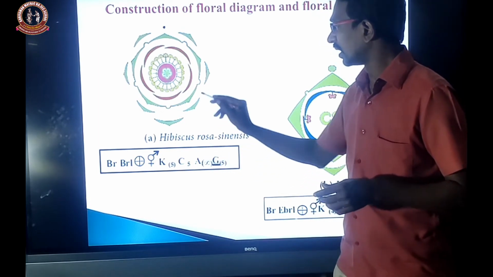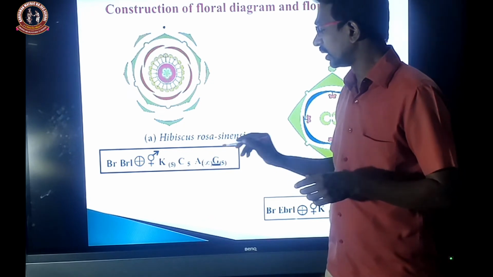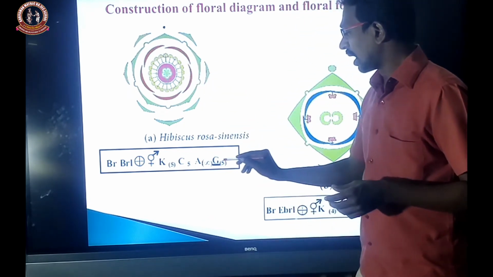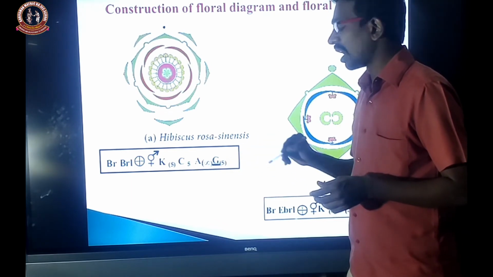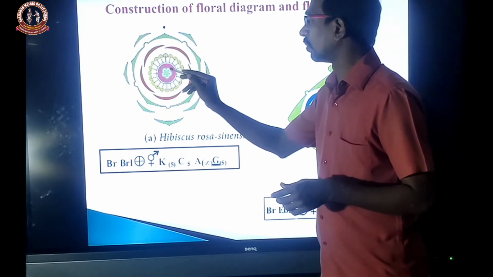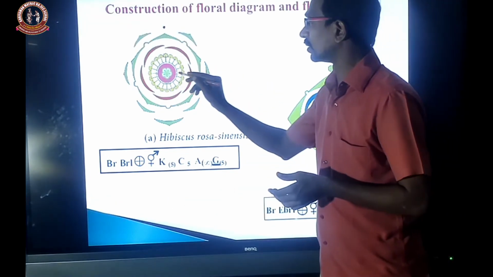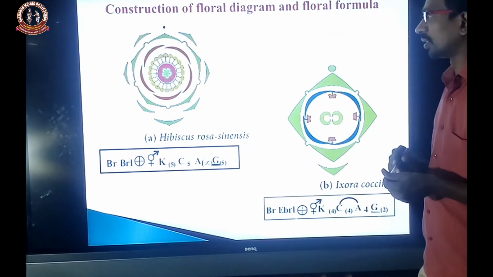And androecium, infinity, it will be not countable. That is mentioned as infinity. Within bracket means it is all present in a single bundle. Under G, we mention the line under the G, so superior ovary, and 5 indicates pentacarpellary, 1, 2, 3, 4, 5. Pentacarpellary and syncarpous, so this is all fused. It's the hibiscus floral formula.